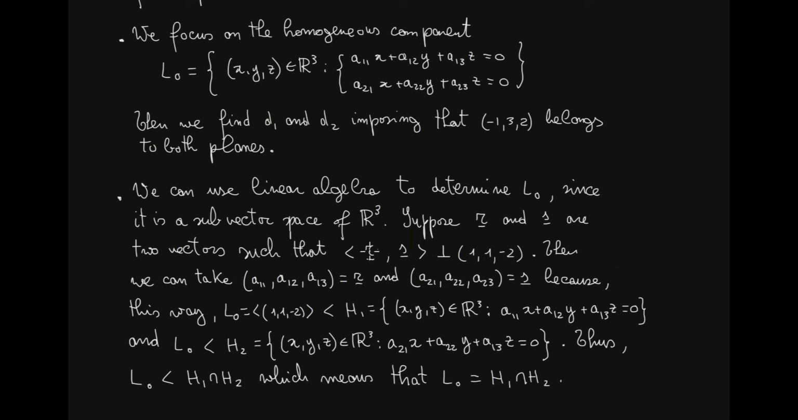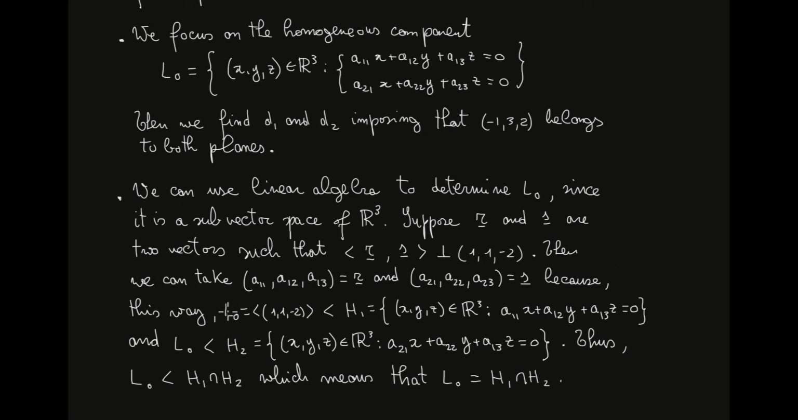Now, if we have two vectors that are perpendicular to this, and they are linearly independent, let's say that they generate a plane, then I claim that we can take the coefficients of these planes to be R and S respectively for the first equation and the second equation. Now, why is this?